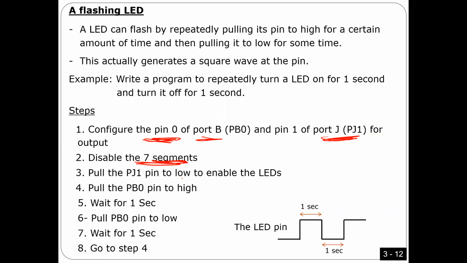And then you have to pull the BG1 pin low. Why does it have to be low? Just one pin. You have to put 0 in this pin. Why? This is because you have to enable the LEDs. And then after that, I'm going to pull the BB0 pin high. So that means I'm going to turn the LED on.